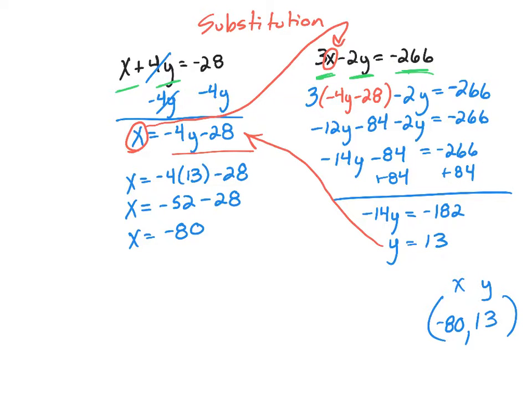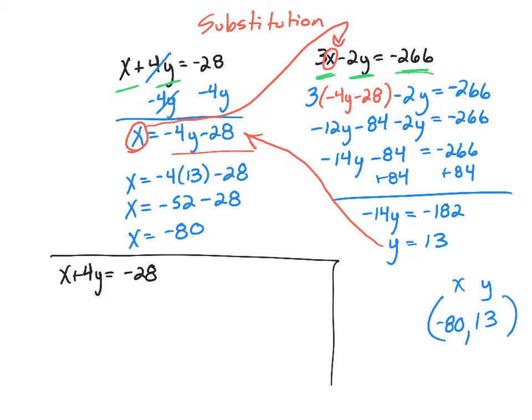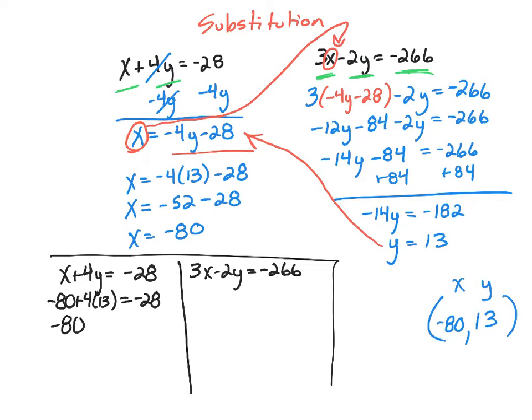And if I wanted to, just like the graphing example, I could do a check step to make sure my answer is right. So I have x plus 4y is equal to negative 28, and I have 3x minus 2y is equal to negative 266. So I'm going to substitute the negative 80 in for x, and I'm going to substitute the 13 in for y. So we have negative 80 plus 4 times 13 is equal to negative 28. I have negative 80 plus 52 is equal to negative 28, or negative 28 equals negative 28. So that checks out.